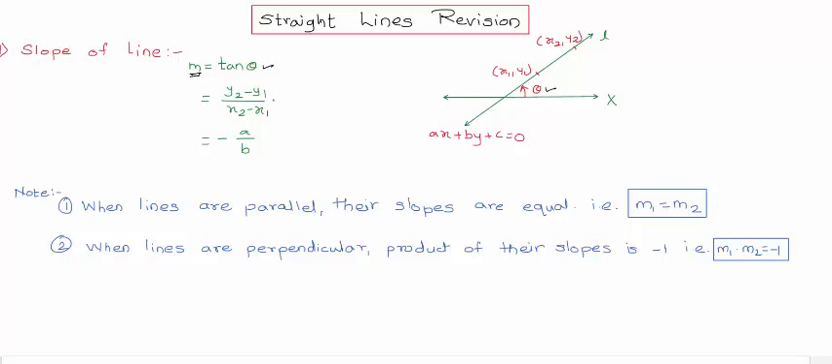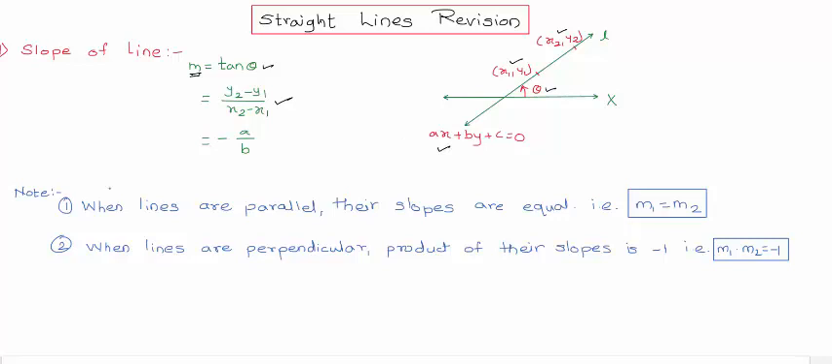The second way to find slope is (y2 minus y1) upon (x2 minus x1). For this method, you require 2 points on the line, that is (x1, y1) and (x2, y2). Okay students, now the third method is minus a upon b. This method is a shortcut to find slope when equation of line is ax plus by plus c equal to 0. So it is coefficient of x upon coefficient of y with a minus sign.